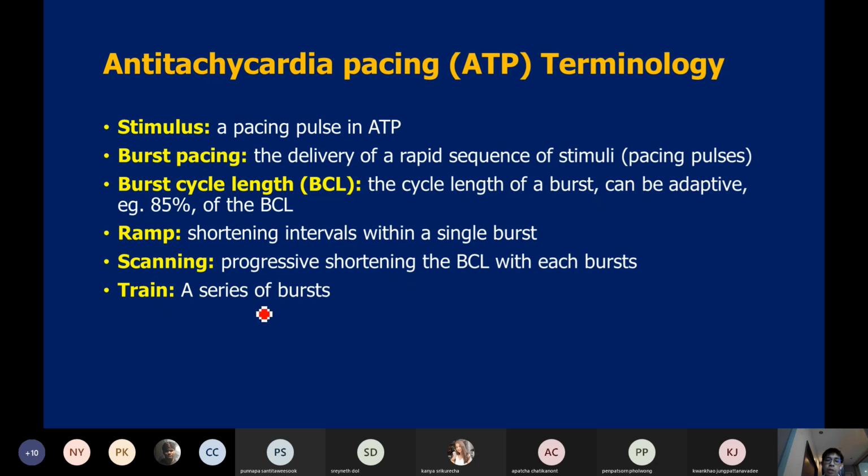Train is a series of bursts. Train means that you may have 3 sets of bursts in one train. This is just terminology. You may not use it all, but you have to know the terms.